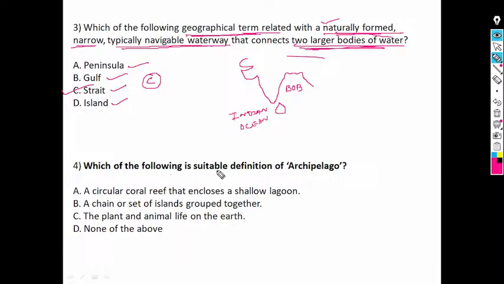Then which of the following is a suitable definition of archipelago?